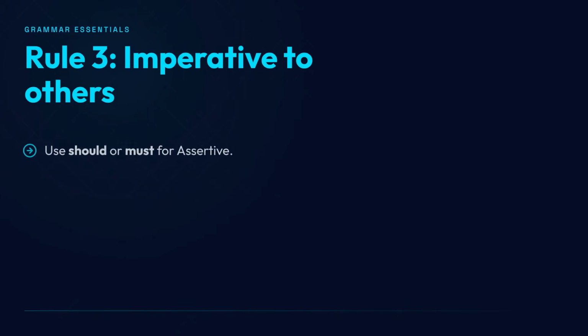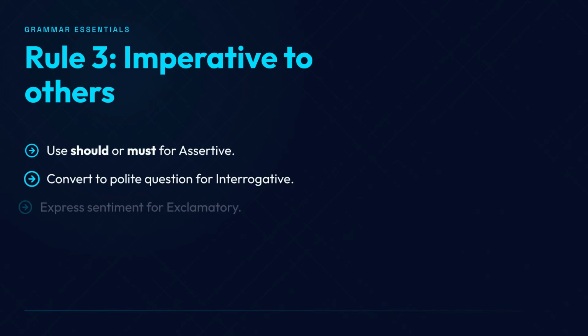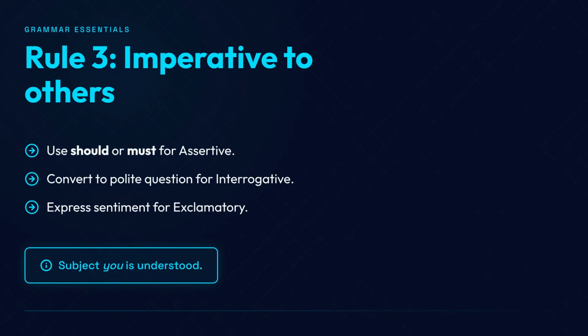Rule 3. Imperative to assertive, interrogative, exclamatory. Imperative sentences give a command or advice where the subject you is understood. Use should or must for assertive.